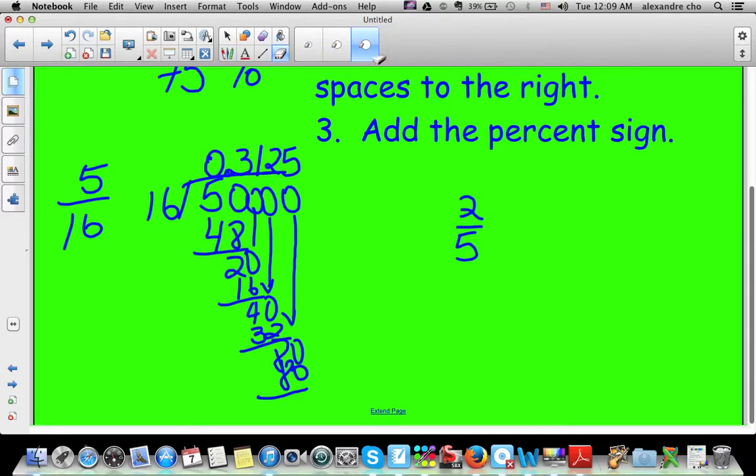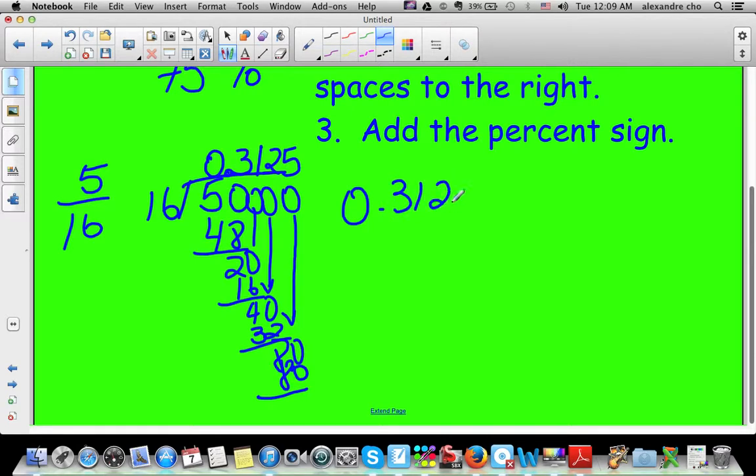So 5 over 16 as a decimal is 0.3125. Pretend you had 16 questions on the quiz, you got 5 correct. As a decimal, that's what you got, 0.3125, but you want it as a percent. So let's follow the rule. To change this to a percent, we move the decimal to the right twice, 1, 2. Cleaning that up, you get 31.25, and now we add the percent sign. So that would be your score on the quiz.